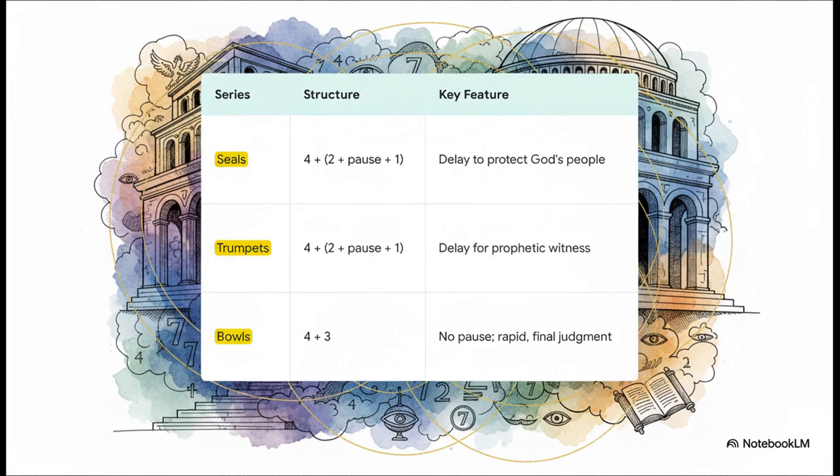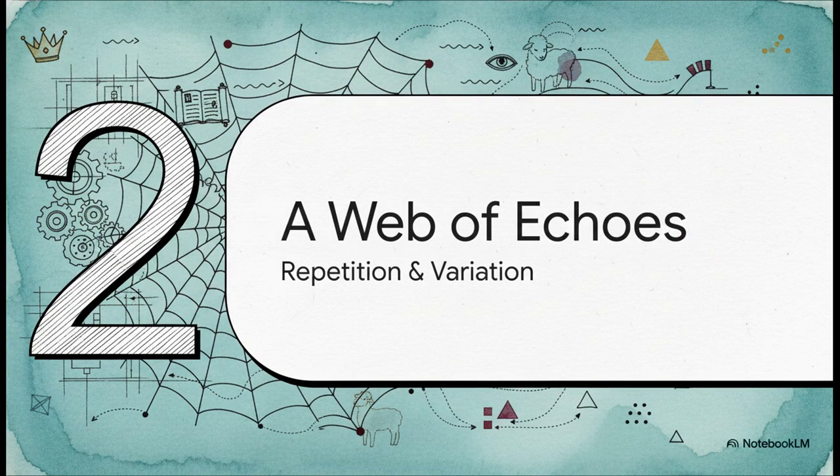But then, notice the bowl series. There is no intercalation. The pause is gone. The structure itself is screaming that the time for delay is over, and the final judgment is going to be rapid and unimpeded. So that's the grand architectural blueprint.